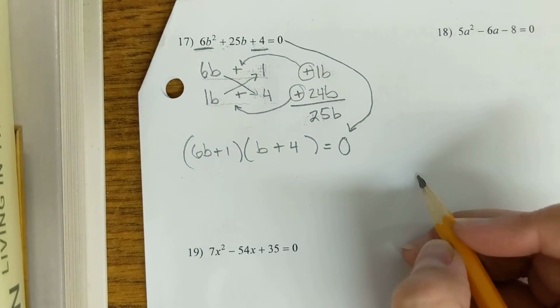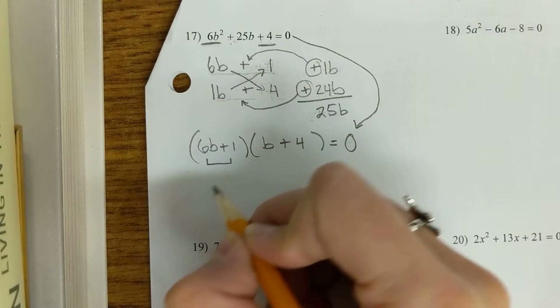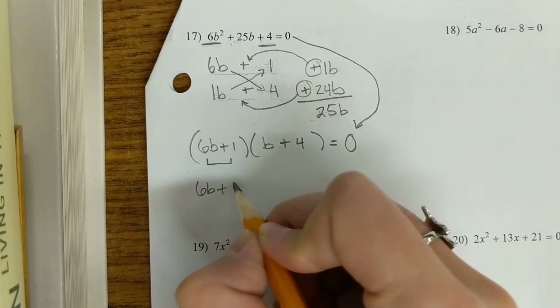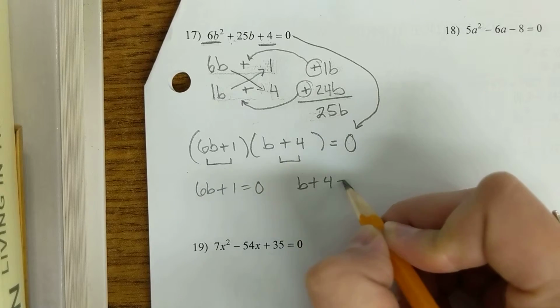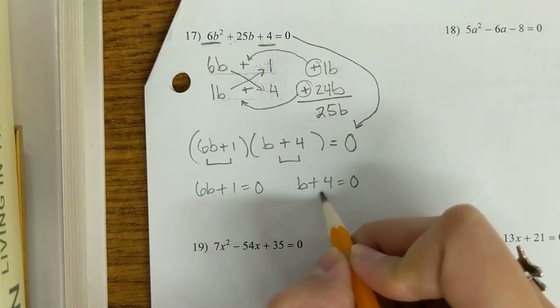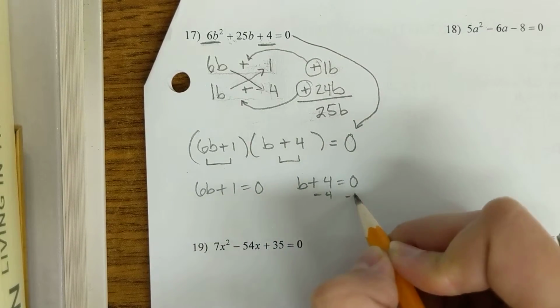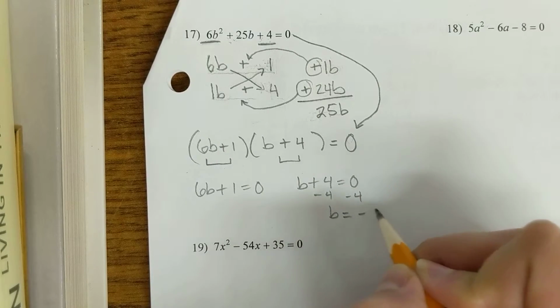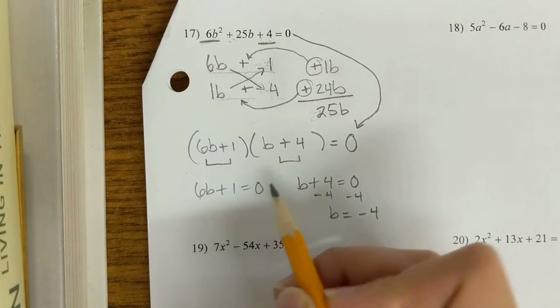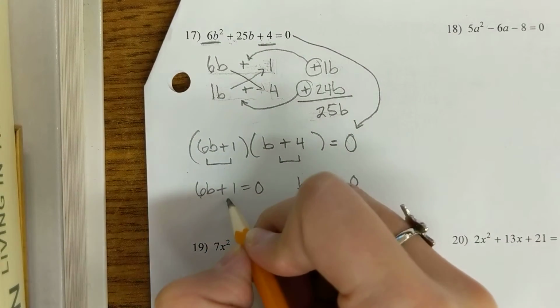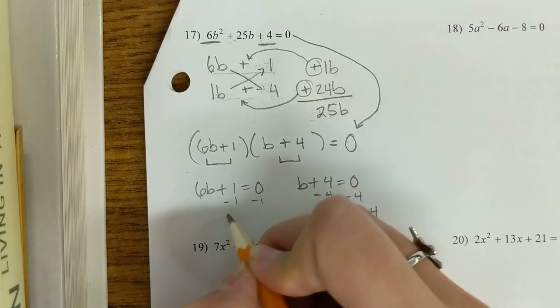Now we use the zero product property to solve. 6b plus 1 equals 0. b plus 4 equals 0. It's usually easy to figure this one out. Minus 4, we can do that one in our heads. But be careful when you see this one that you don't forget about the 6. That is very important as well. So this one's going to take 2 steps to solve.